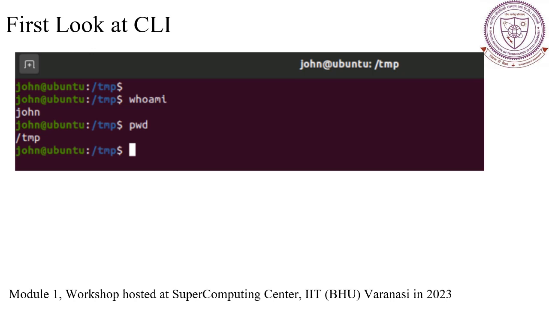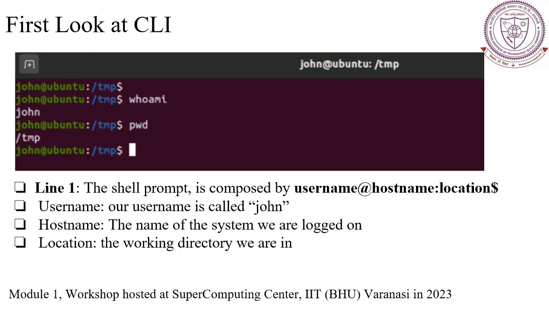Now let's take a first look at the command line interface. The shell prompt is composed of the username, at the rate, hostname, then a colon, then the location, and a dollar sign. The username is the user you have been logged in as. Like here in the above diagram, you see the username is John.